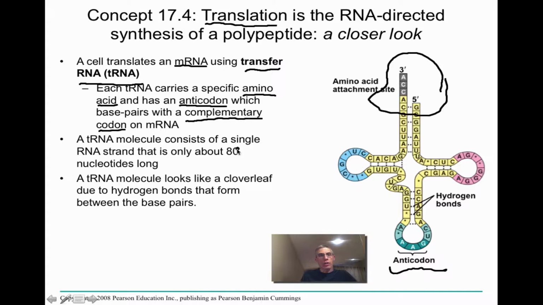Now, a transfer RNA molecule is going to consist of a single RNA strand, and it's going to be about 80 nucleotides long. Now, that strand is going to look somewhat like a clover leaf, and the reason it's going to look like a clover leaf is because as this strand starts to bend and change its shape, there's going to be some hydrogen bonding that occurs between those nitrogen bases. And because of that, that's going to allow different parts of this transfer RNA to sort of hook up or connect together, and that's going to give it the shape that you see over here on the right.